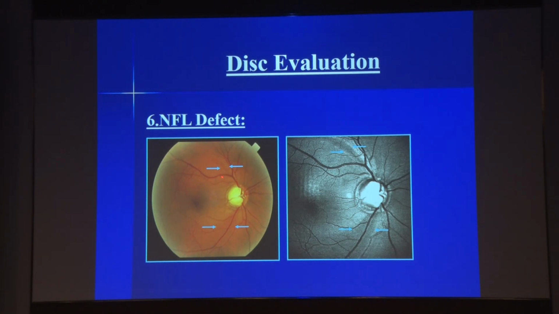If you see the color image here and the red free light here, it is very difficult to pick up this nerve fiber layer defect unless it is a red free light. Or you go around the disc carefully. If you see there is a loss of glistening texture here, then you go out into the periphery, fan out into the periphery, then probably you may be able to pick up the nerve fiber layer defect.